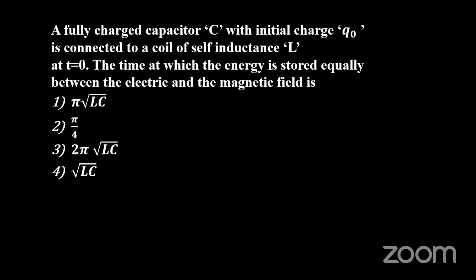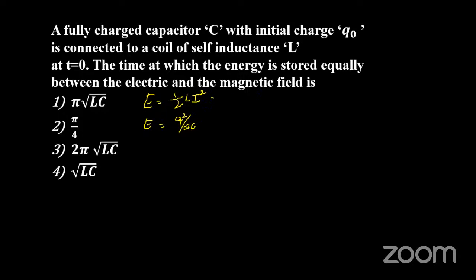A fully charged capacitor has a capacitance C with a charge Q naught. It is connected to the coil of inductance L at time t equal to 0. The time at which energy is stored equally between the electric and magnetic field. Electric field in the capacitor, magnetic field in the inductor. So for time, see, the energy in an inductor is half L I square, right? In a capacitor, the energy will be Q square by 2C, because we are talking about charge. So energy is equal, he says.